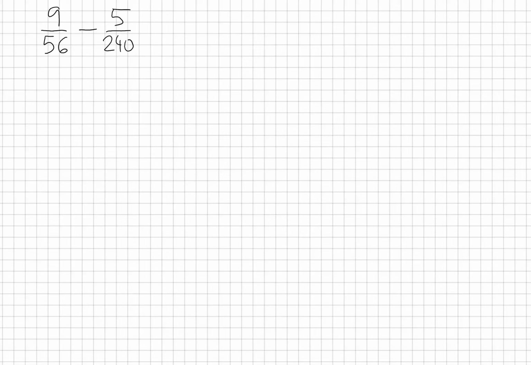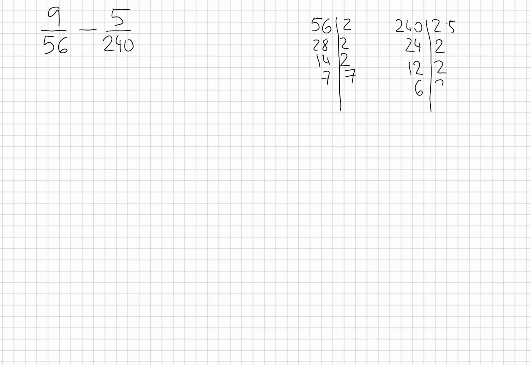So, prime factorization of 56. 56 is divisible by 2, 28. Divisible by 2, 14. Divisible by 2, 7, which is a prime number. 240 is divisible by 10. So 10 is 2 times 5. When you divide it by 10, you get 24. 24 is divisible by 2, 12. Divisible by 2, 6. Divisible by 2, 3. And 3 is a prime number.